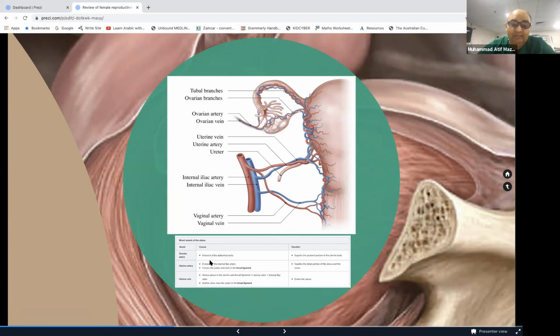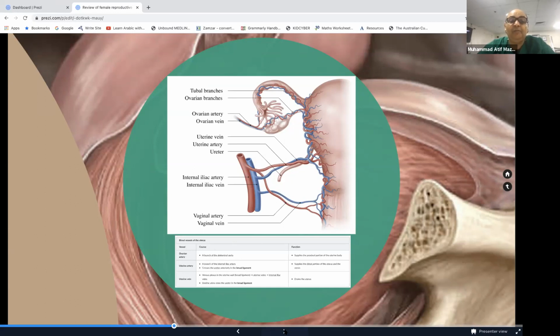And this little table explains which branches contribute to the supply, the uterine artery and then the ovarian artery. So this is how they receive the blood supply, and it is a highly vascular organ that we need to be good at.